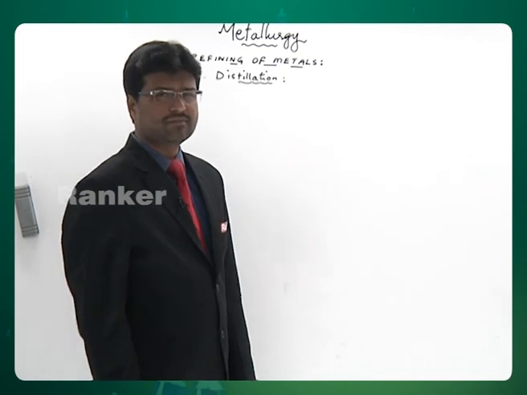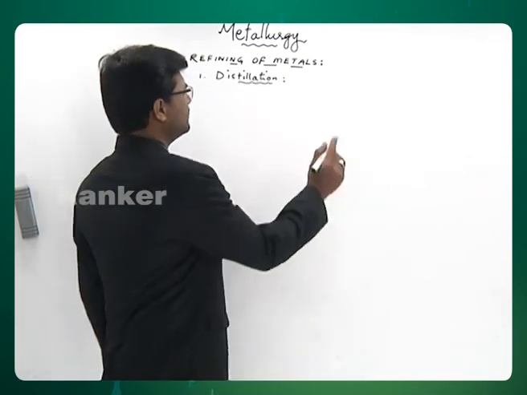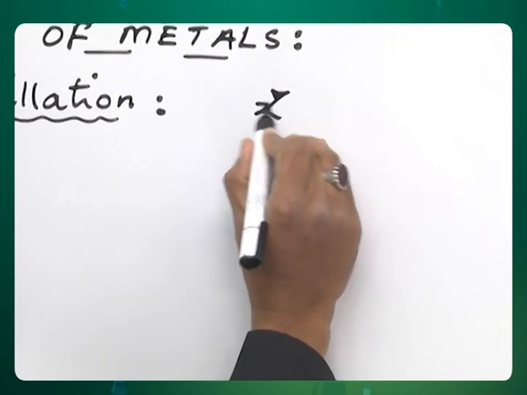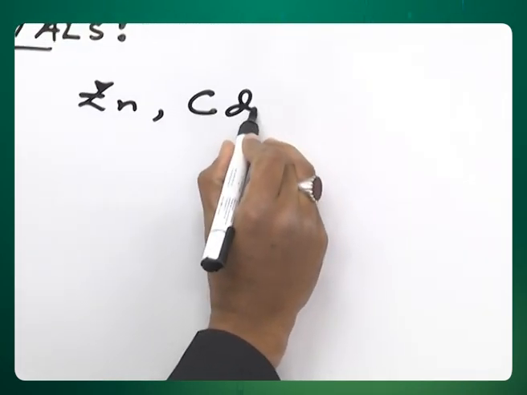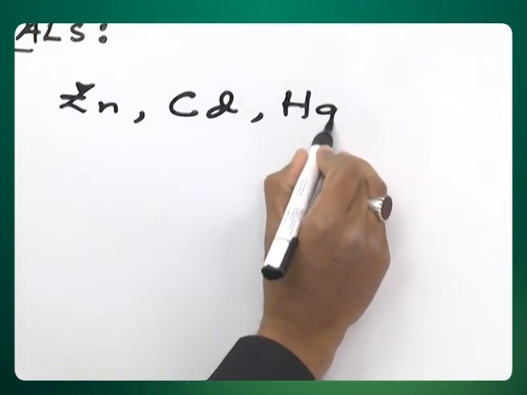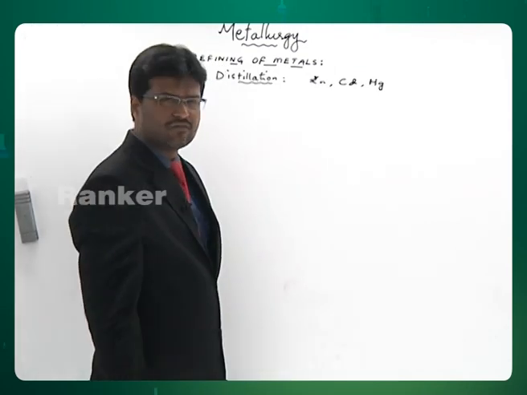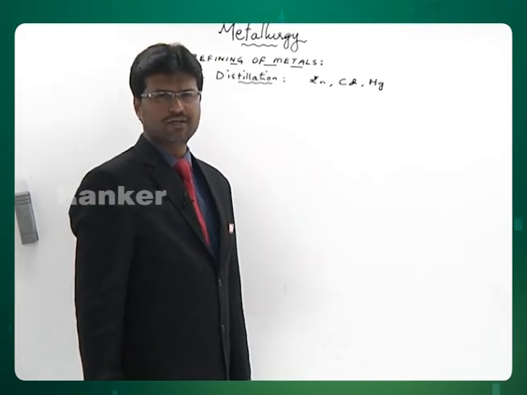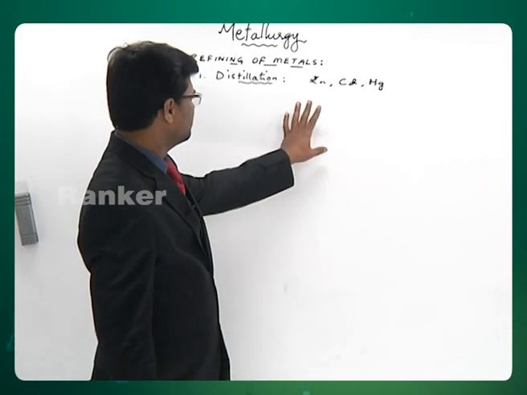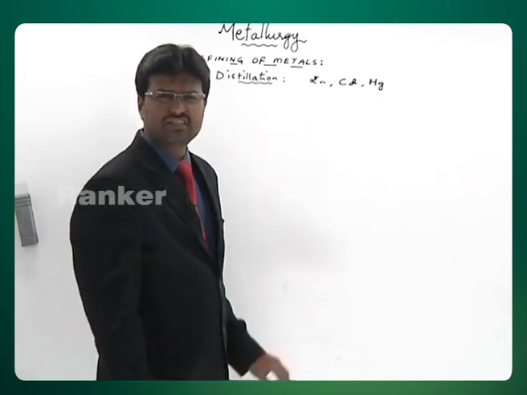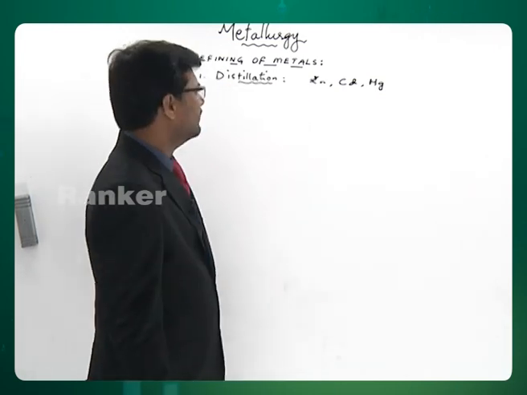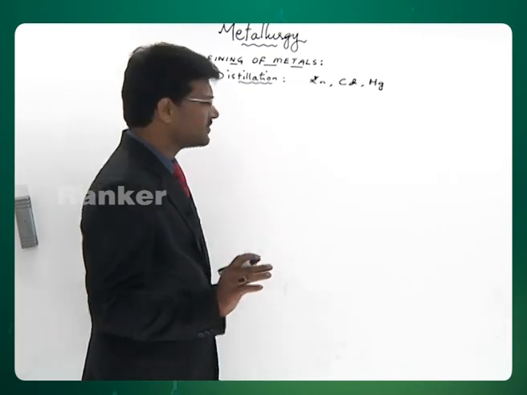Distillation technique is applicable for volatile metals, applicable for zinc, cadmium, mercury. These metals are volatile metals. Their boiling and melting points are low. So for these metals, we make use of the distillation technique of purification. We get rid of non-volatile impurities.